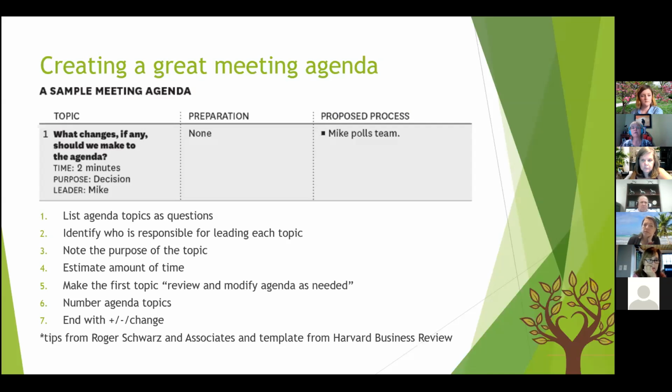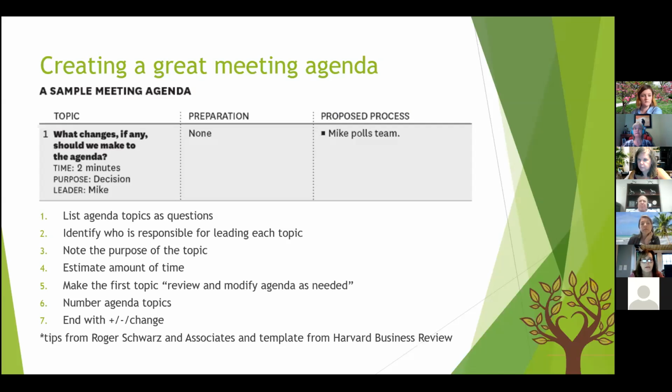That second column on preparation lets people know if there's something to be read ahead of time. Be sure to read the bylaws about this. Be sure to read the committee's charge if you're going to be talking about a committee. So put in there what the group members need to do in terms of preparation for the topic that you're talking about. And then think about a proposed process.